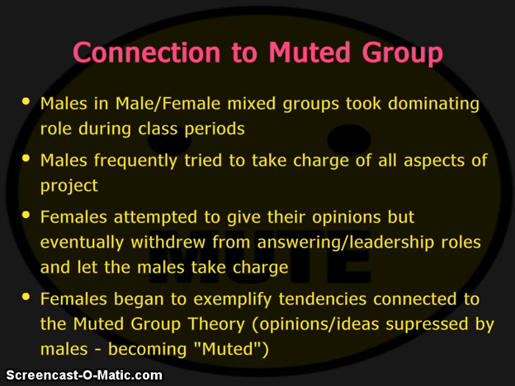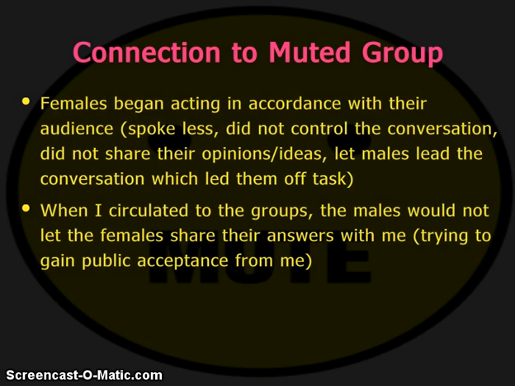The females began to exemplify tendencies that were connected to the muted group theory, such as their opinions and ideas being suppressed by the males, therefore they were becoming muted. So the females began acting in accordance with their audience. They spoke less, they did not control the conversation, they did not share their opinions and ideas, and they let the males take the lead in conversation, which led them off task.